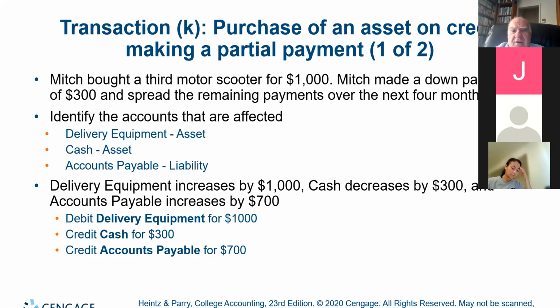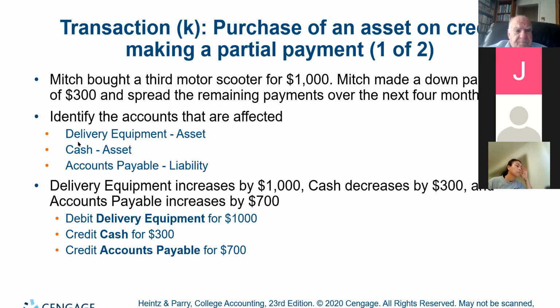Purchase of an asset on credit, making a partial payment. Good gosh, what happened here? Mitch bought a new motor scooter for $1,000. He made a down payment of $300, and the remaining $700 he's going to pay in the future. So we got three accounts here. Three. Remember, you always have to have two. You must have one debit and one credit. You can have one debit and a million credits. You can have one credit and 1,000 debits, but you have to have at least one debit, one credit.